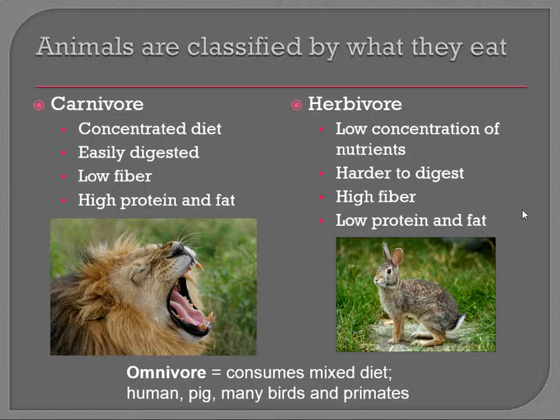Now, herbivores are going to be eating these plants that are hard to digest. The downside too is that they actually have a low concentration of nutrients, unlike meat, which is high protein and fat. And so there's a nice big power pack of protein and fat when you're eating meat, not so much when you're eating plants. And then omnivores have a mixed diet. They're going to have some meat, some plants, right? We are omnivores. The fetal pig that we're going to dissect is an omnivore.